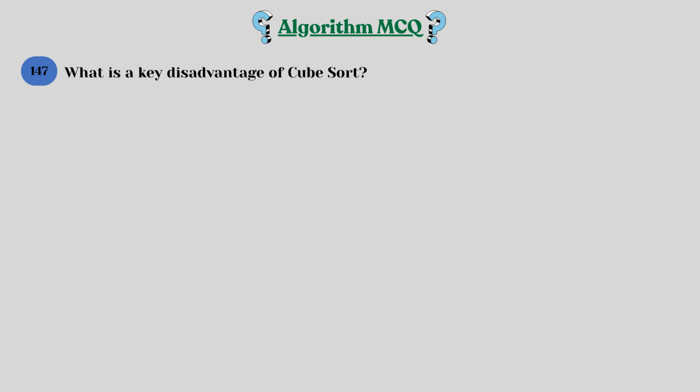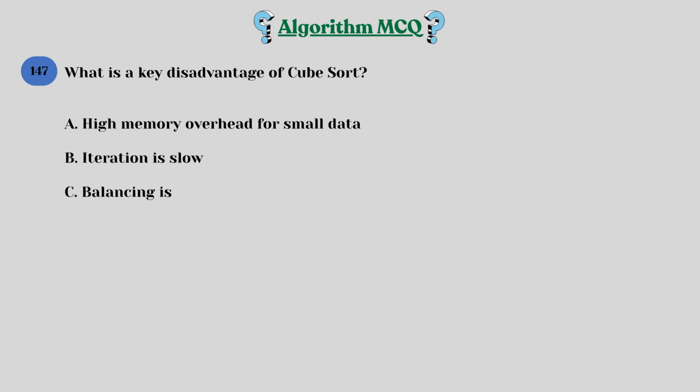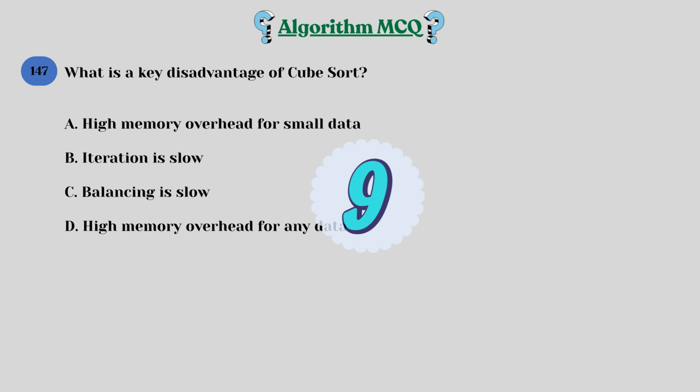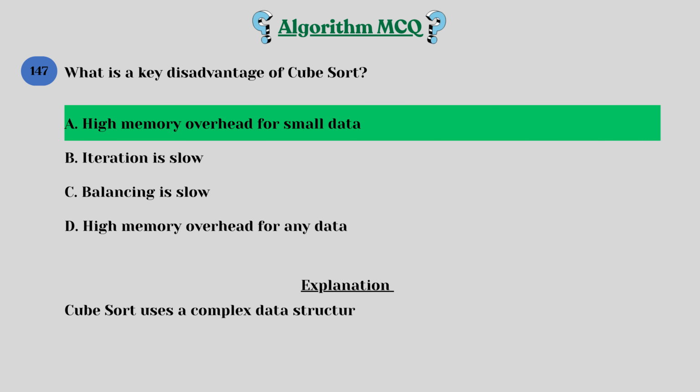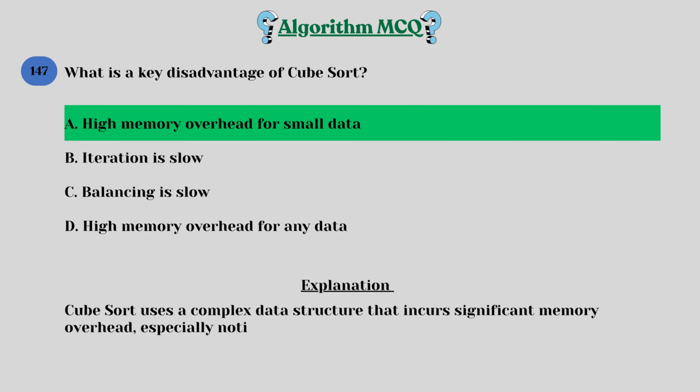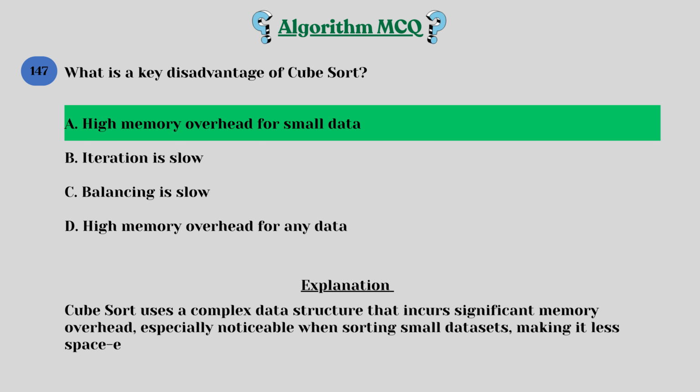What is a key disadvantage of cube sort? Correct answer: high memory overhead for small data. Explanation: cube sort uses a complex data structure that incurs significant memory overhead, especially noticeable when sorting small data sets, making it less space efficient in such cases.